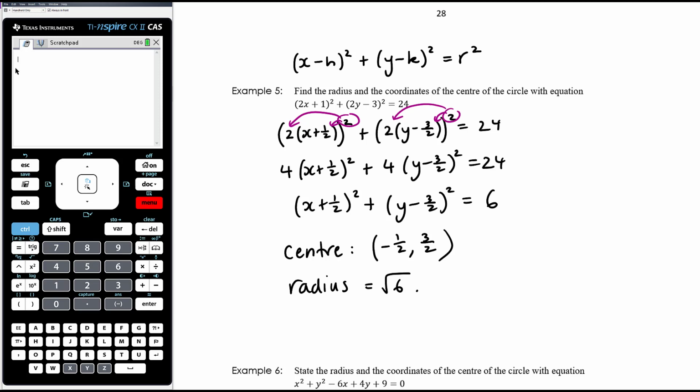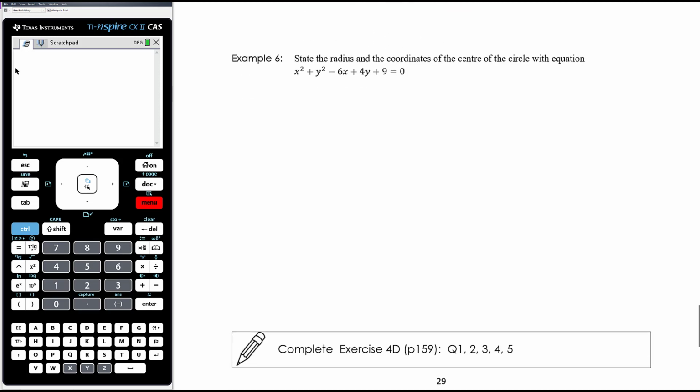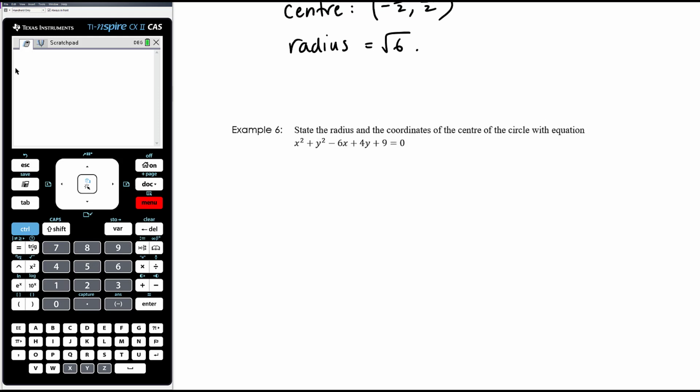Alright, question 6, the final one here. State the radius and the coordinates of the centre of the circle with this equation. Okay, so our equations of circles can be written like this as well. And if you think about it, if we had x minus h all squared plus y minus k all squared, don't write this down, you'll run out of room.